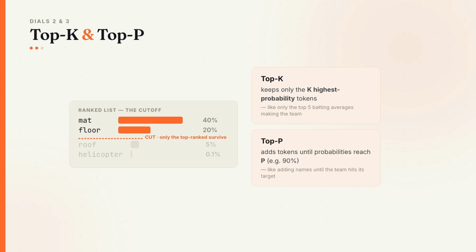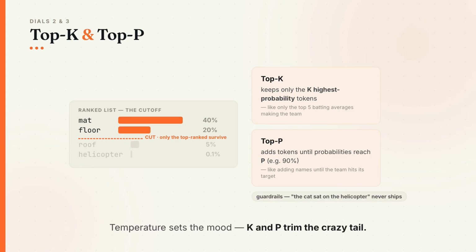Instead of a fixed count, it keeps adding tokens, highest probability first, until their probabilities add up to P, say 90%. On a confident list, that might be just 2 tokens. On an uncertain list, it could take 6. In practice, they're guardrails. Temperature sets the mood, and top K and top P trim the crazy tail. So the cat sat on the helicopter never ships.